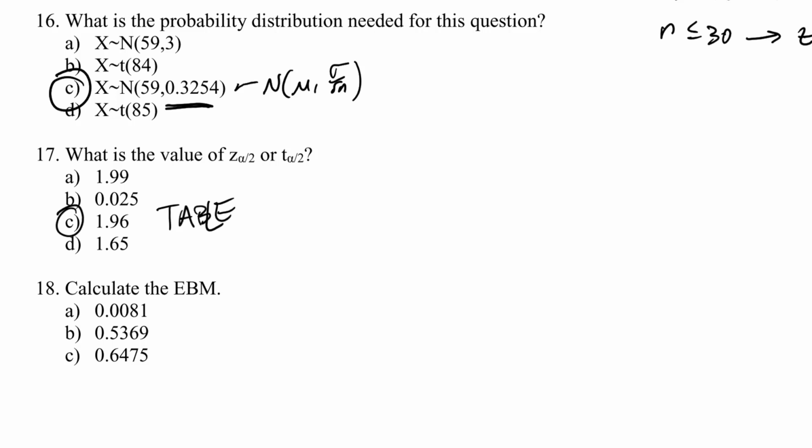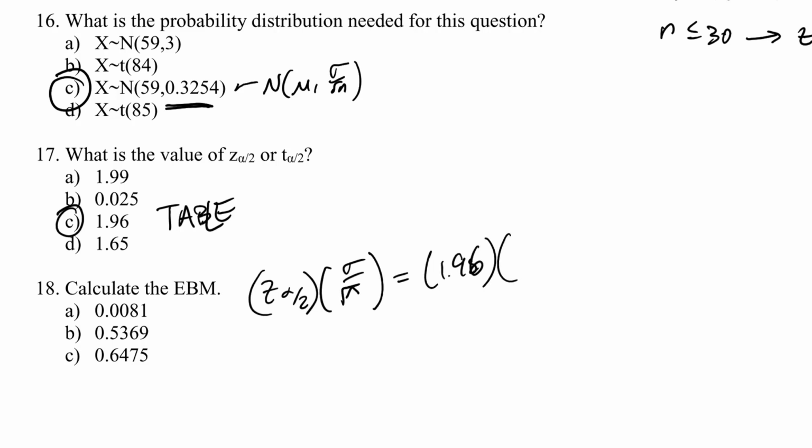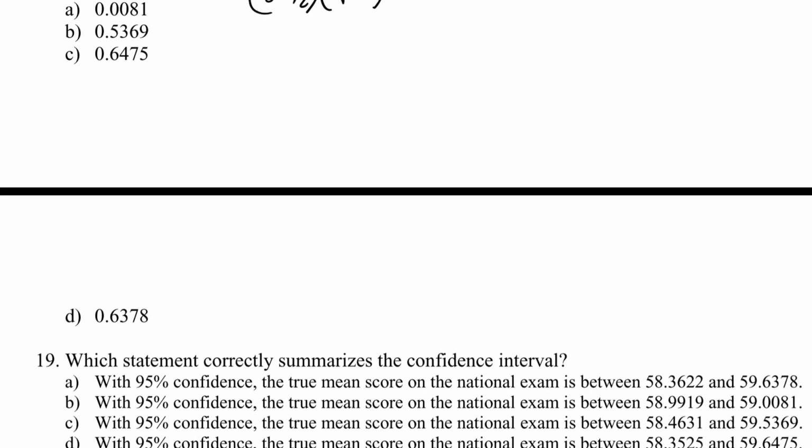Now let's calculate our EBM. EBM is z alpha over 2 times sigma over root n. We just calculated z alpha over 2 to be 1.96, and we know that our sigma over root n is 0.3254. So all I have to do is multiply those two things together, and we get a value of 0.6378. So there it is. Now, if you understand the table, this stuff is very, very simple. If you don't understand the table, or the picture, this is very difficult. It's confusing. But the picture really ties it all together.